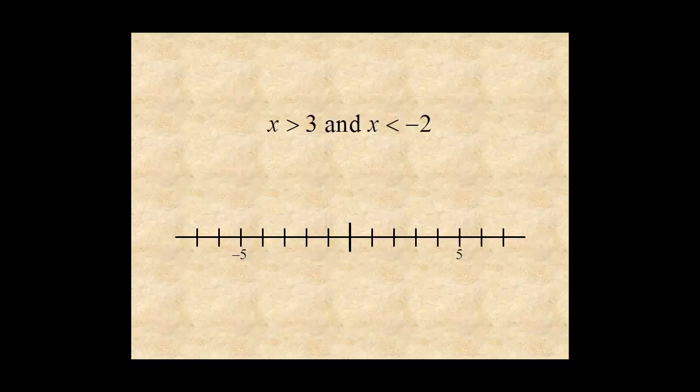Here's an example of a solution that's no solution. To see why this is true, graph each part of the conjunction, x greater than 3 and x less than negative 2. These two graphs do not overlap or intersect. There aren't any numbers that make both statements true. So the solution to this conjunction is no solution.